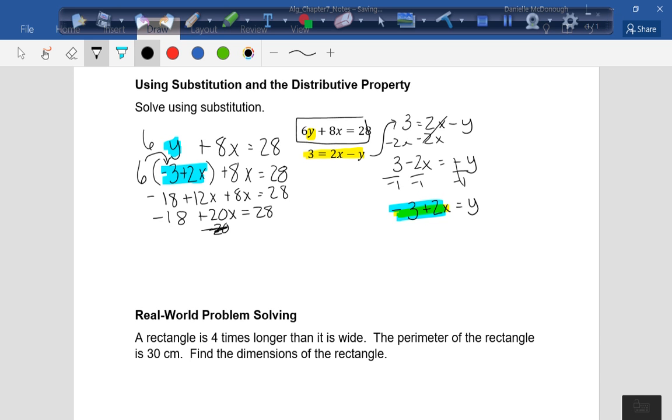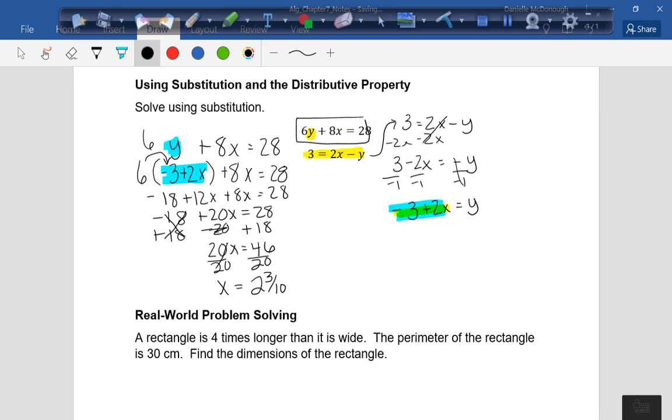Whoops, that's not what I want to do. I want to do plus 18 on both sides. So now I have 20x is equal to 46. Divide by 20. X is equal to 2 and 3/10, or 2.3.